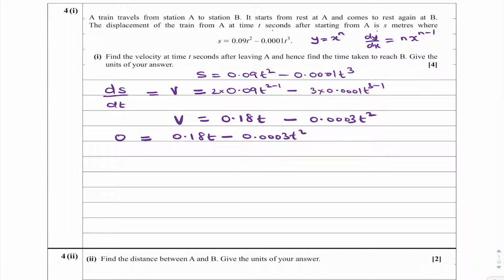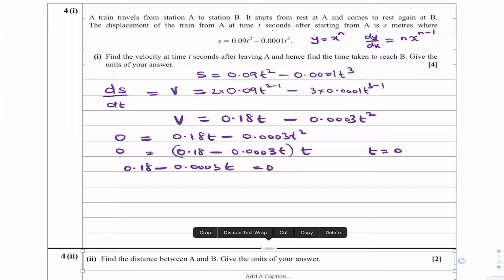In this case, t is common. So I'll write 0.18 minus 0.0003 t, as taking t out, equal to 0. And so therefore, from here, t equals 0. That's the first solution. And the second solution will be 0.18 minus 0.0003 t equal to 0.